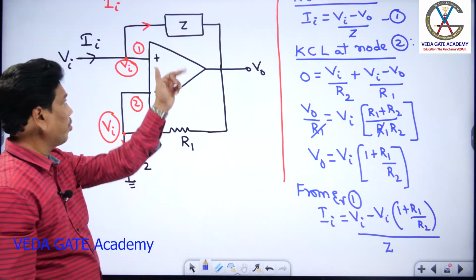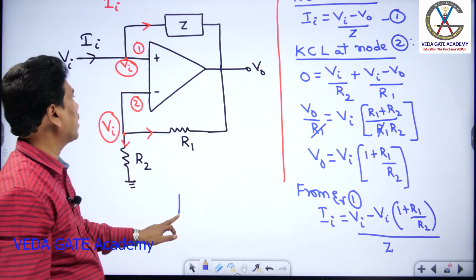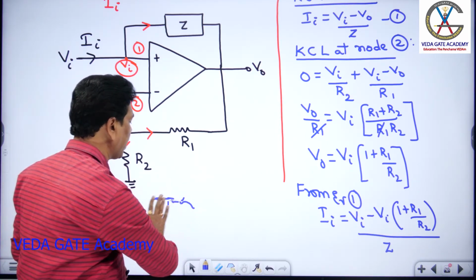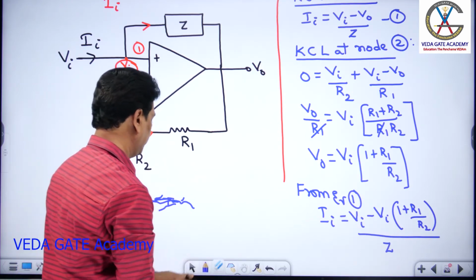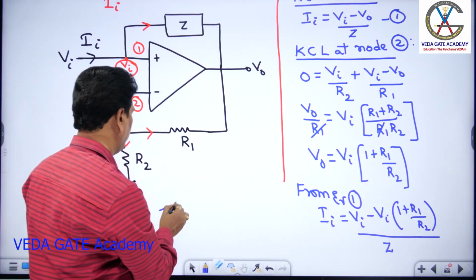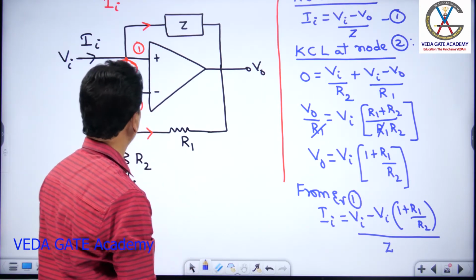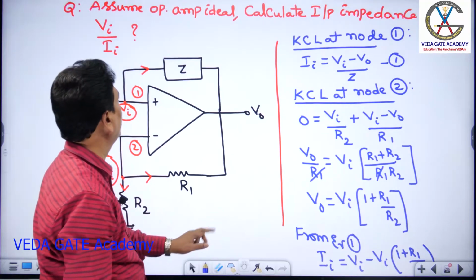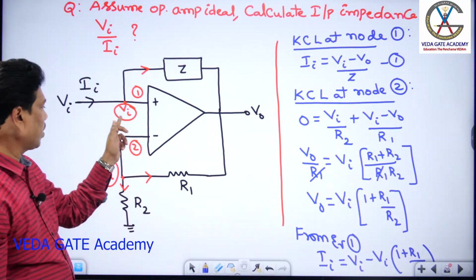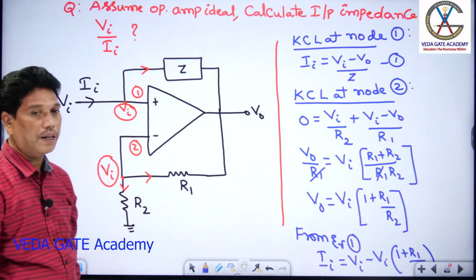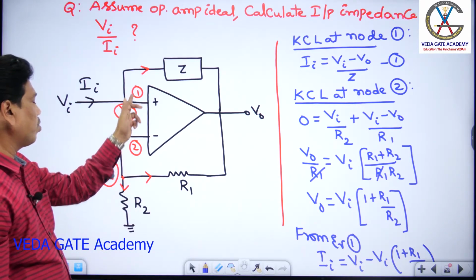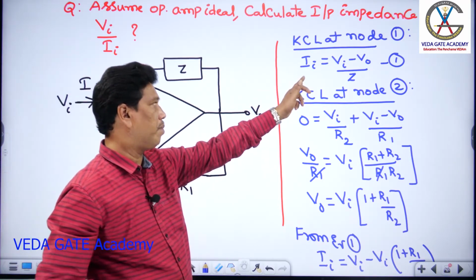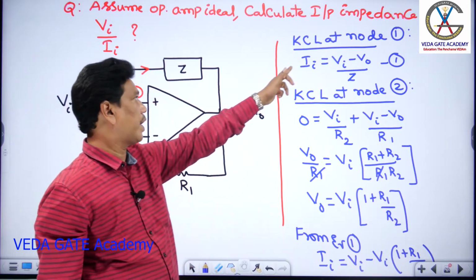So in this circuit you are asking for the input impedance Vi by Ia. Using virtual ground, the voltage Vi also acts at the other node. I apply KCL at nodes 1 and 2 to get the input impedance. From node 1 I got Ia.